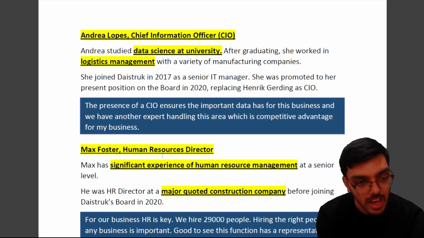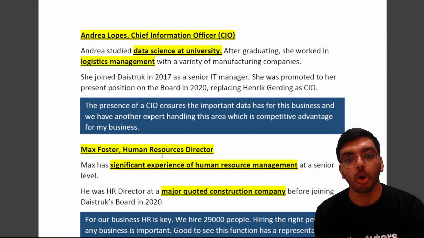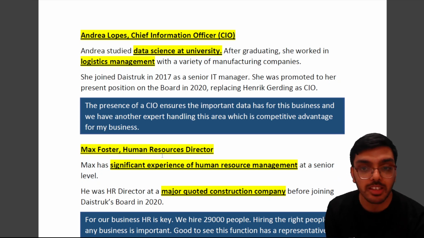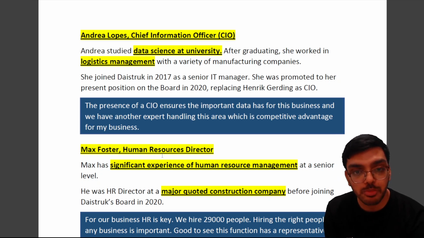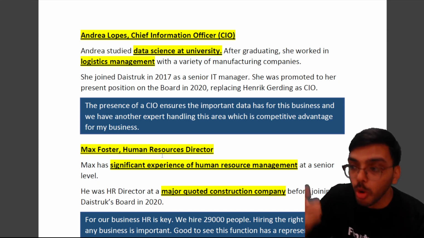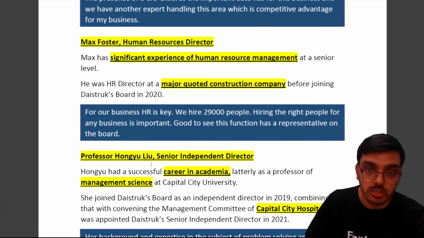Andrea became the CIO. So the presence of a CIO ensures the importance of data, which has been understood by this business. And we have another expert handling this area, which is a competitive advantage for my business. The role of a CIO, the importance of a CIO has been spoken about in the P3 syllabus, so get that cleared.